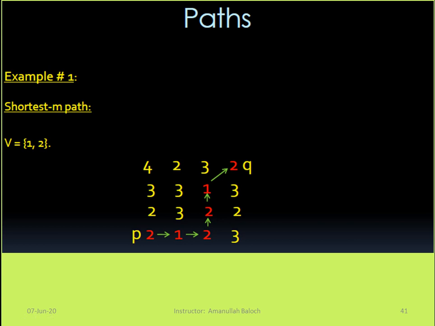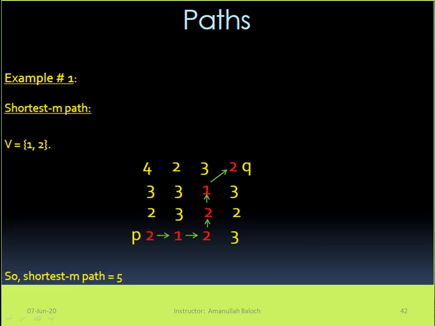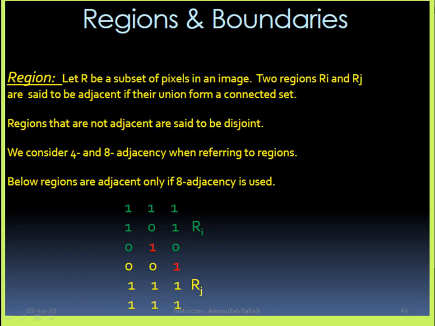And what is the distance? 1, 2, 3, 4, and 5. M adjacency exists, and shortest path M is equal to 5.